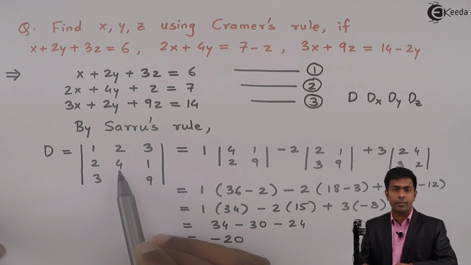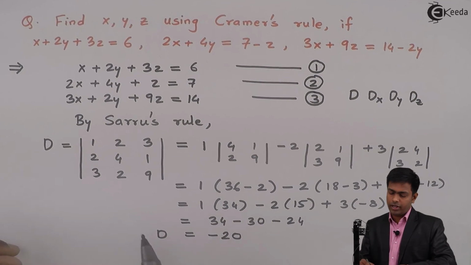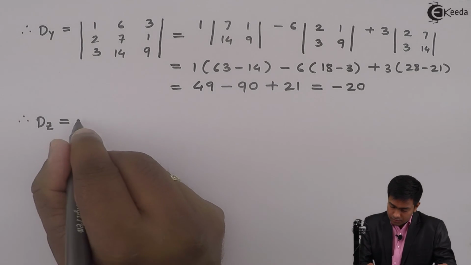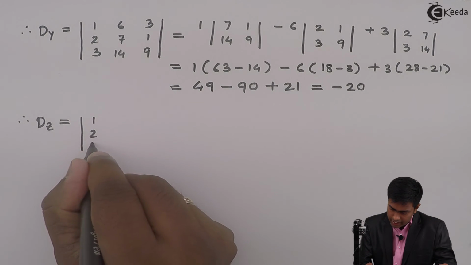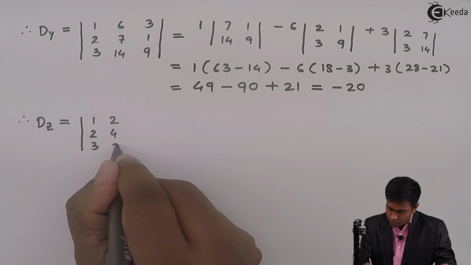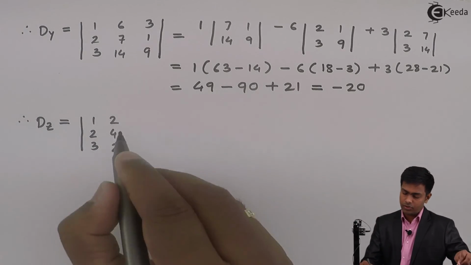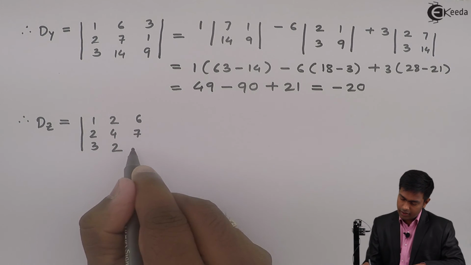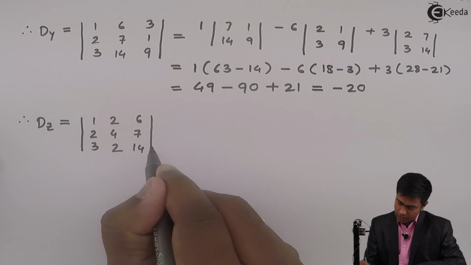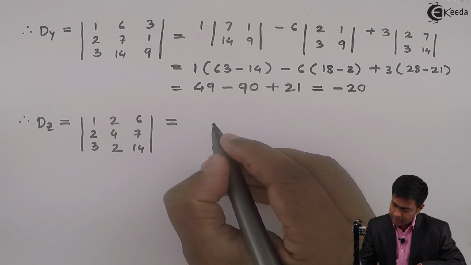First and second column will remain as it is. So 1 2 3, 2 4 2 as it is. The last column will be 6 7 and 14. So here 6 7 and 14. Now let's solve this.